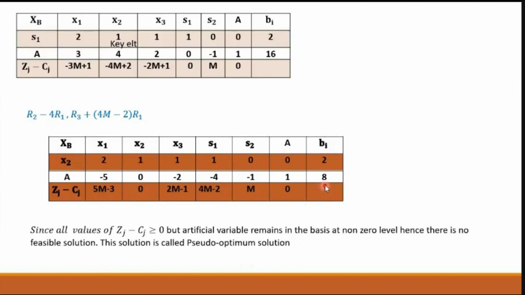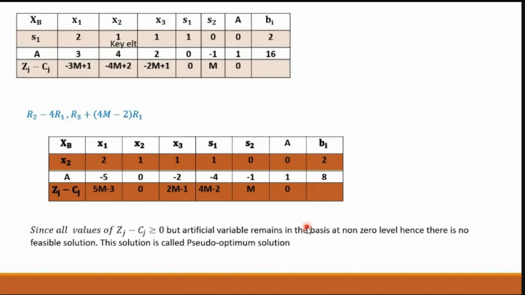If suppose this value is 0, then it has a proper solution. That is not a problem. We should not have the value of A in the final answer, because the objective function, maximize Z or minimize Z, will change accordingly. Okay, this has a pseudo optimum solution, or there is no feasible solution.